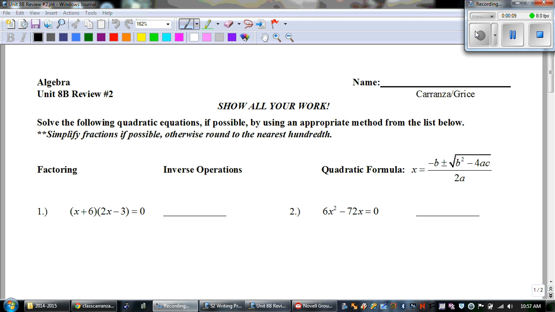Remember to show all your work. Solve the following quadratic equations, if possible, by using an appropriate method from the list below. Simplify fractions if possible, otherwise round to the nearest tenth or hundredth. Okay, so let's take a look.